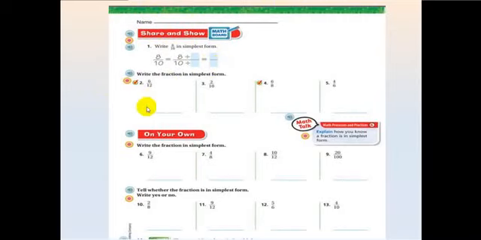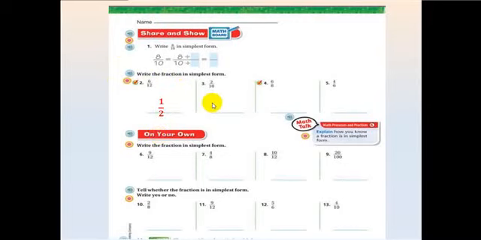Here 6 over 12. The common factor for 6 and 12, what will it be? It will be 6, not 2. Here 1 times 6 and 2 times 3. For 12, it will be 1 times 12, 2 times 6, 3 times 4. The common factor between 6 and 12 is 6. We divide by 6, it will be 1 over 2.